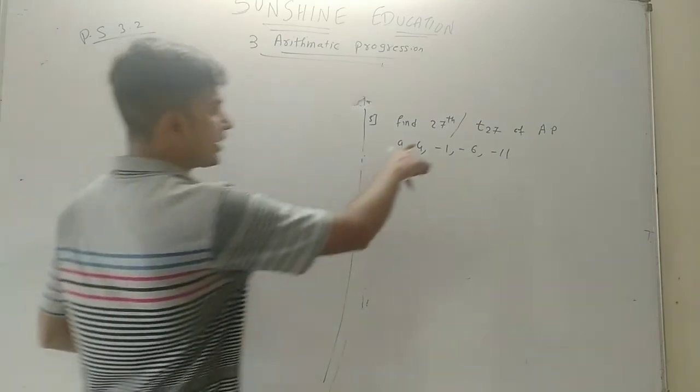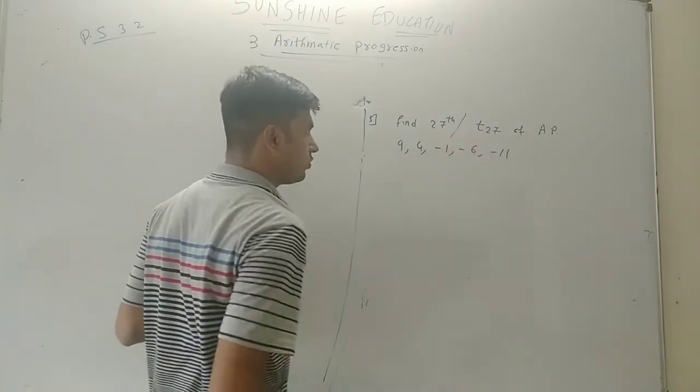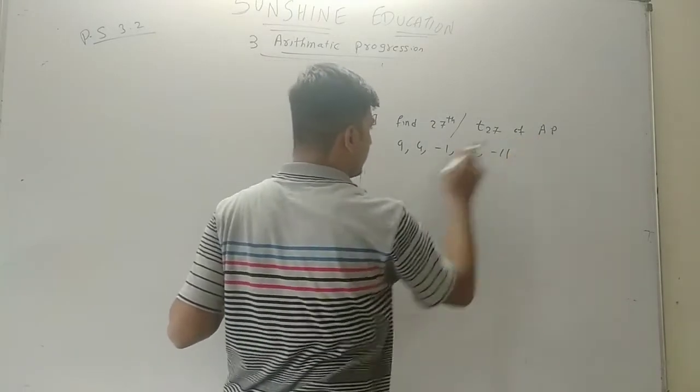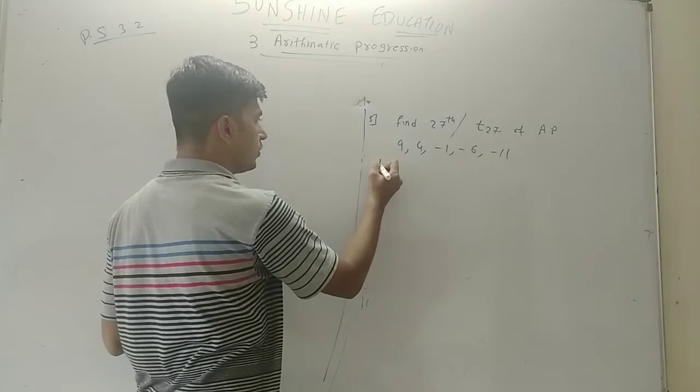What is given? Find the 27th term. You can write the 27th term as T27 as well. It is for an arithmetic progression, which means the difference is constant. So we find d.